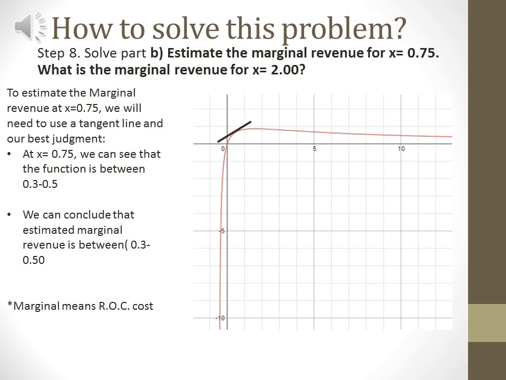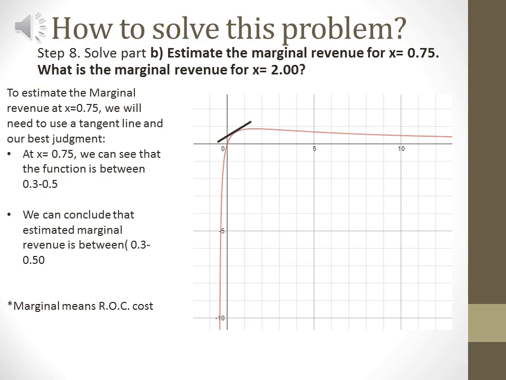Step number 8. Again, solve part B, estimate the marginal revenue for x equals 0.75, and what is the marginal revenue for x equals 2.00. But first, you're probably wondering, what does marginal mean? Well, marginal means rate of change. So, crucial, rate of change to us, IROC, AROC, and that will come on later. But first, we need to estimate the marginal revenue for x equals 0.75.